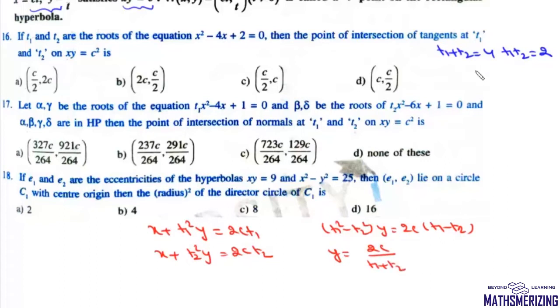Now t1 plus t2 is 4. So y coordinate will be simply c by 2. Now for x, what we'll do is we'll multiply this first equation with t2 square and second equation with t1 square, and then we'll subtract.